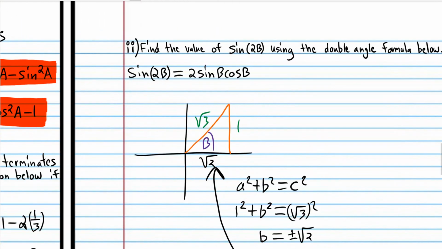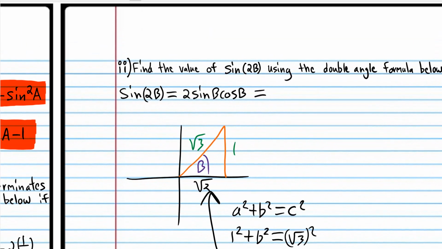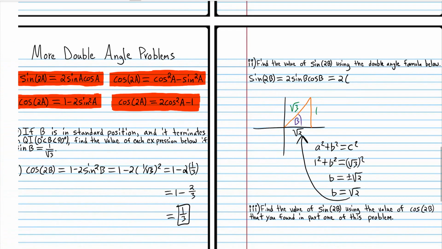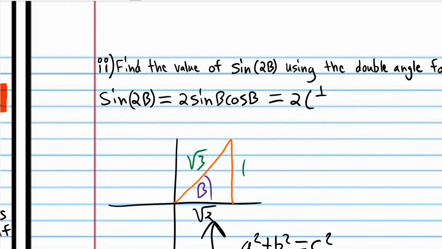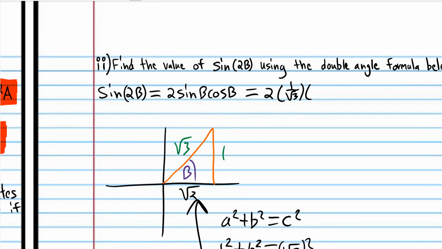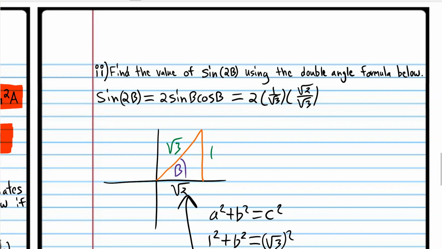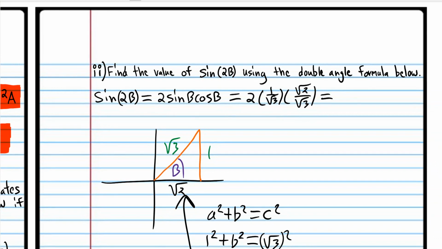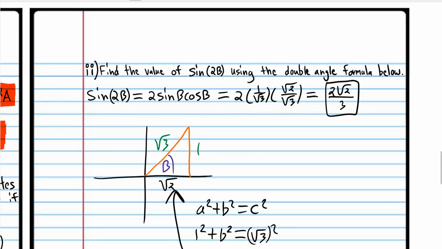And now we can easily find cosine 2b. Now we already knew what sine b was. That was 1 over root 3. They gave us that in the problem. But now we can find cosine b, which is the adjacent side of the purple reference angle over the hypotenuse. So root 2 over root 3. And now we can multiply, so we get 2 root 2 over 3, and that's it.